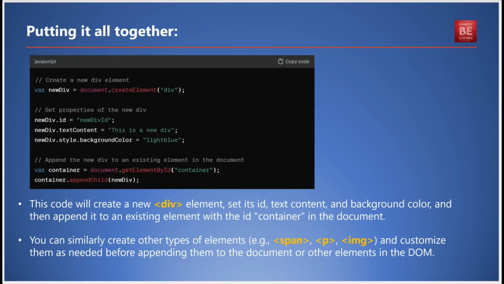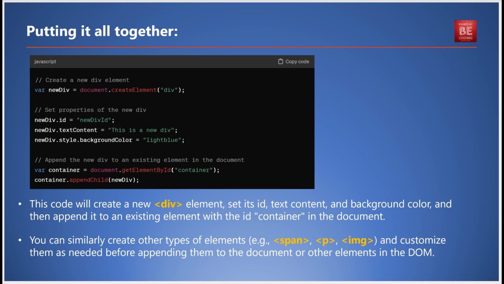Let's put all these steps together into a single code snippet. // create a new div element. var newDiv = document.createElement("div"); // set properties of the new div. newDiv.id = "newDivId"; newDiv.textContent = "This is a new div"; newDiv.style.backgroundColor = "lightblue"; // append the new div to an existing element in the document. var container = document.getElementById("container"); container.appendChild(newDiv); This code creates a new div element.